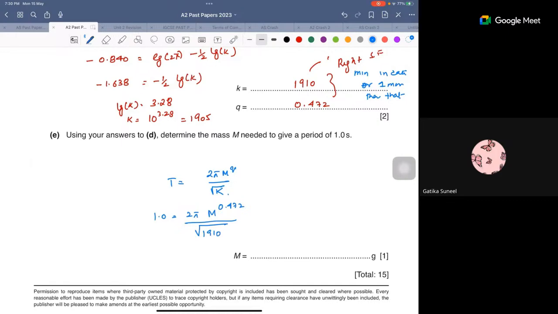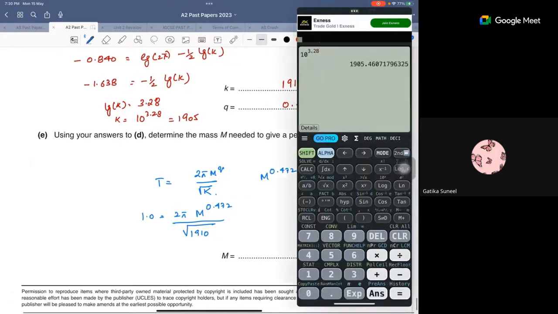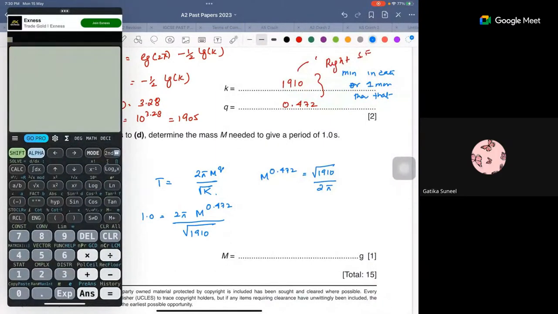So then m, 0.472 is going to be under root 1910 divided by 2 pi. So let's first do that. Let's keep it step by step so that I do not make a mistake. 6.96. And then you take log. Do you want to take log or just root of this? You can do both of them. That's up to you, but you can take under root of this whole thing as well.